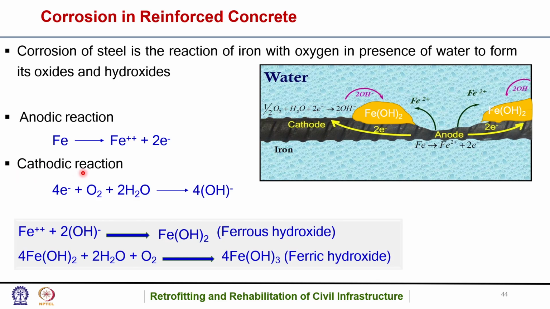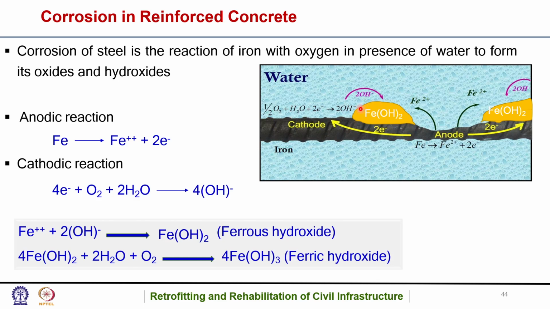And in the cathodic reaction, basically in the cathode, the reduction occurs. Reduction is the adding of electrons, or negativity. So the 4 electrons, like 2 Fe2+ and 4 e-, that 4 e- comes and joins oxygen and water in the cathode region, and it forms 4 OH-. So this OH- and this Fe2+ combine and form Fe(OH)2.